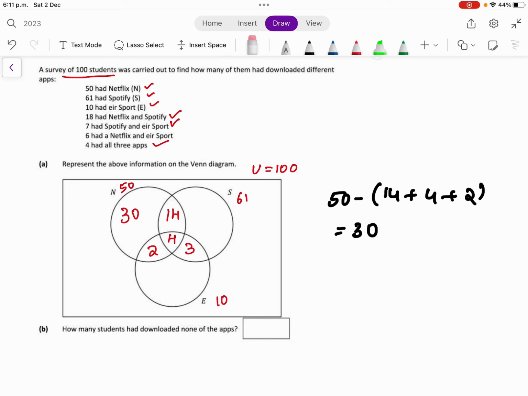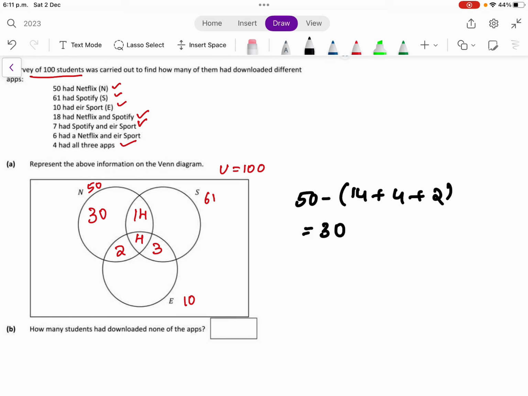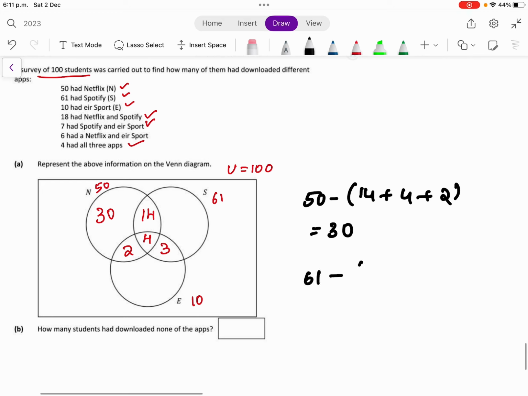Similarly, you can find out the values for Spotify, which will be 61 minus 14 plus 4 plus 3, that will be equal to 40 here. And similarly, the other one will be 1.